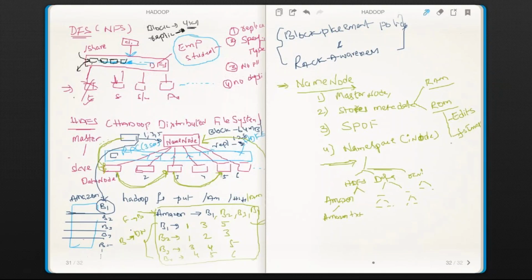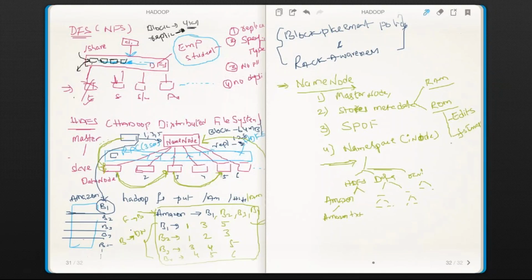Those are binary files we cannot see, but there are some tools from Hadoop, in the sense some commands, where we can see your edits file and fs image. I will show you that. Not to worry about the edits and fs image. We'll talk about them in detail very soon.